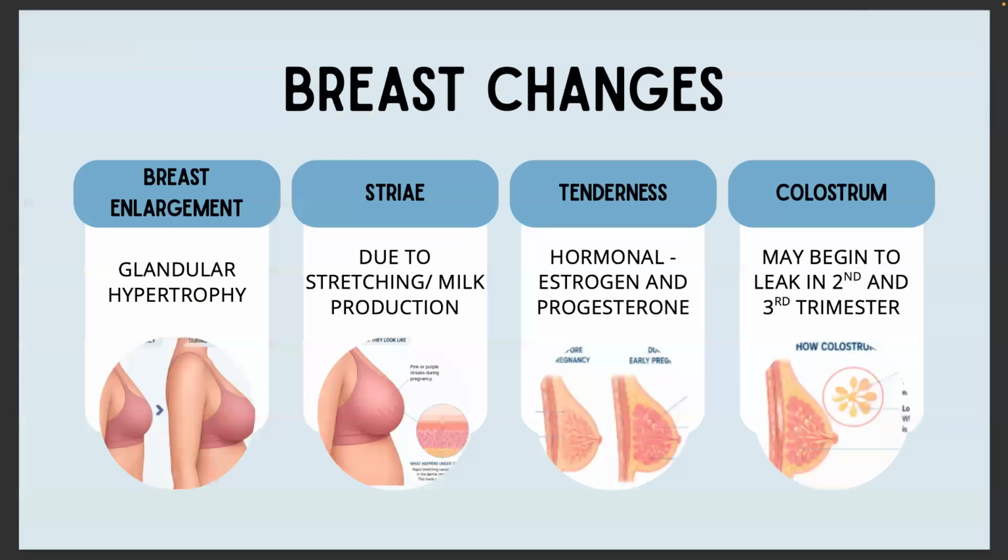Then we have breast changes. We're going to start with breast enlargement. There's a fullness and enlargement that happens because of something called glandular hypertrophy. It's driven by pregnancy hormones. And we're going to really encourage our patients to wear a supportive bra. Striae, again, stretch marks. It's due to stretching, the hormones making the skin a little bit thinner, as well as the increasing milk production. Again, nothing's going to prevent them.